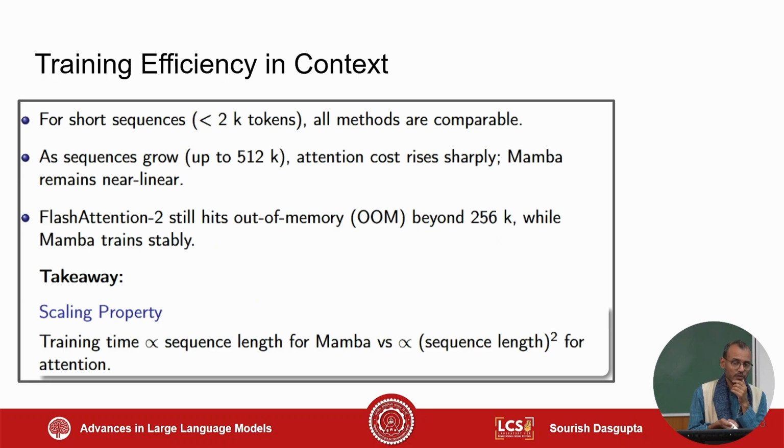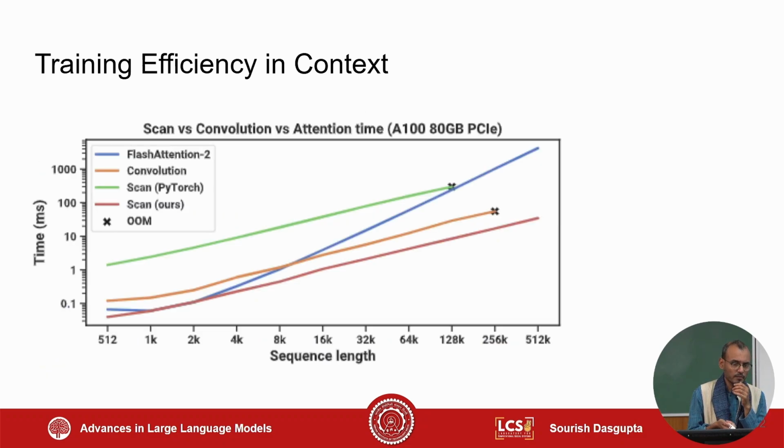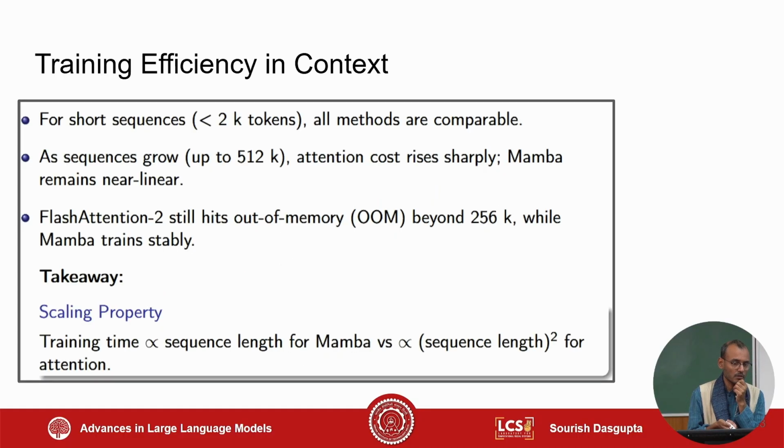So for short sequences, all methods are more or less comparable. As you can see, like 512 tokens and all, there are a lot of techniques which are more or less comparable. But as the sequences grow, attention cost rises sharply while Mamba remains near linear. Flash attention 2 still hits out of memory beyond 256 while Mamba trains stably.